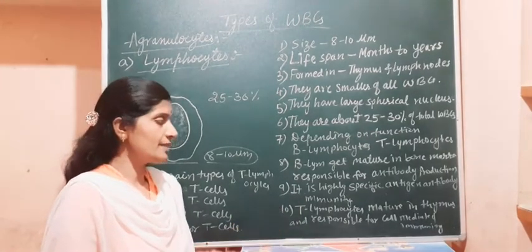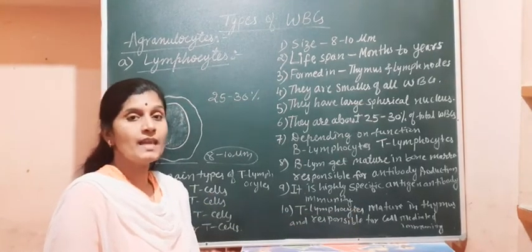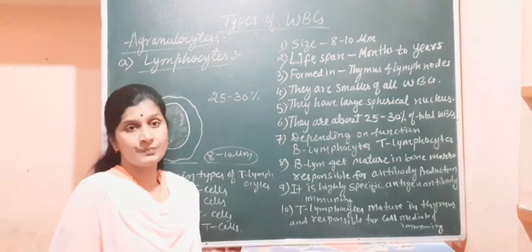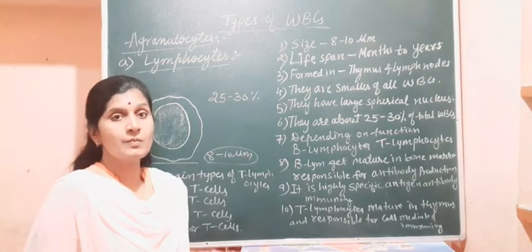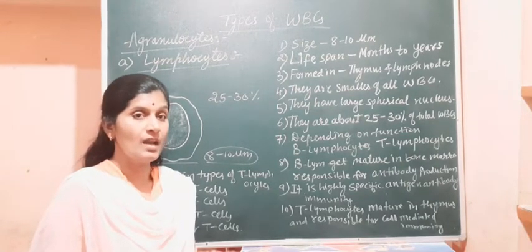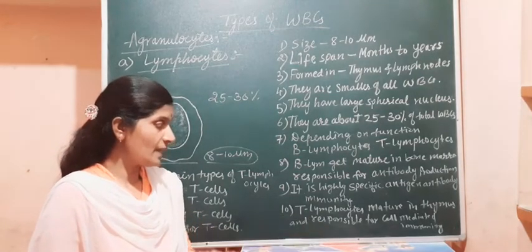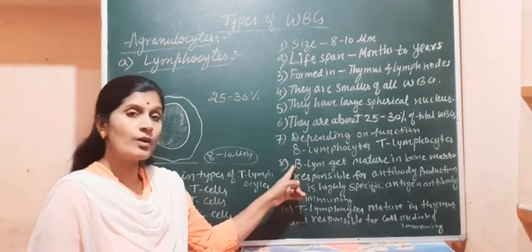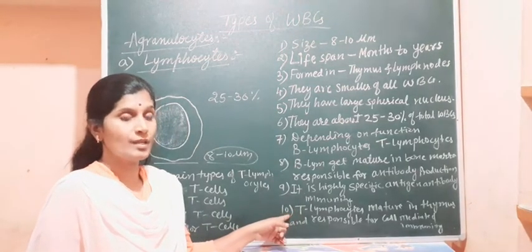Then T lymphocytes mature in the thymus and are responsible for cell-mediated immunity. What does cell-mediated immunity mean? Some cells have the specific antigen; those cells identify the specific antigen and kill it. In this way, it is called cell-mediated immunity. The B lymphocyte is responsible for humoral immunity, and the T lymphocyte is responsible for cell-mediated immunity.